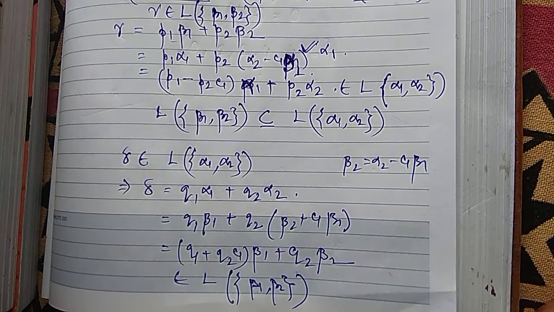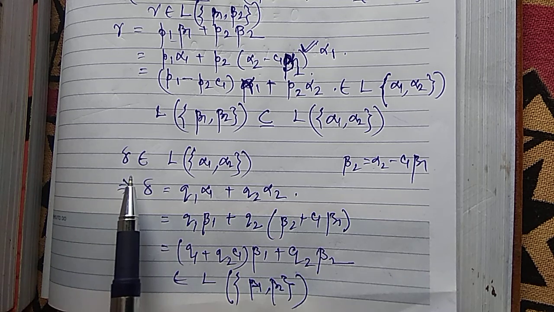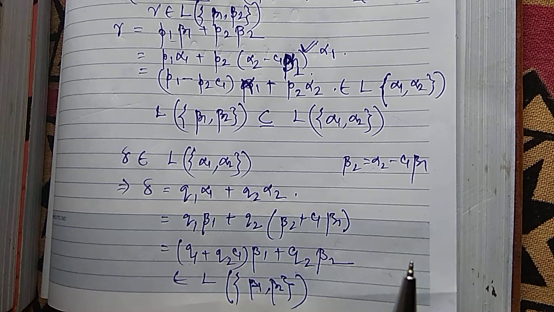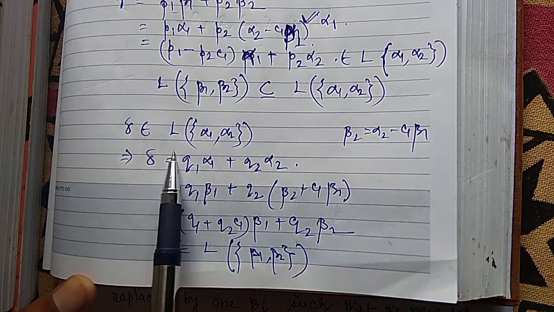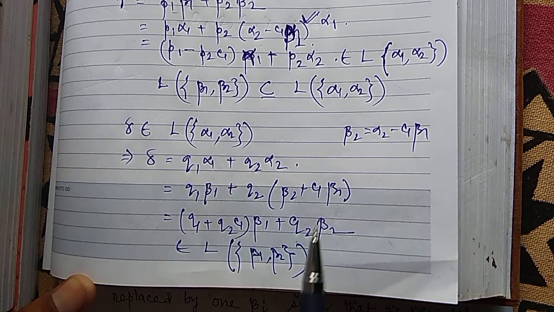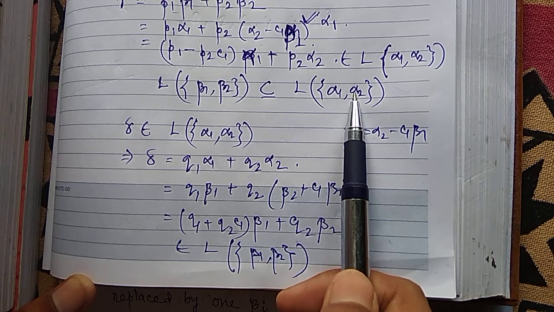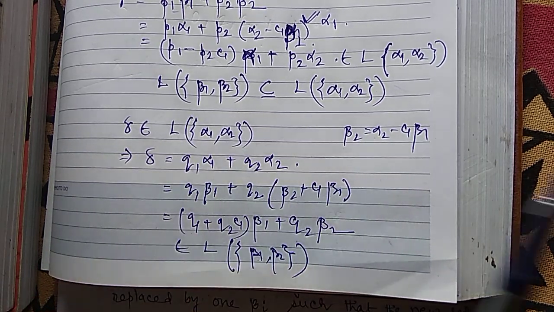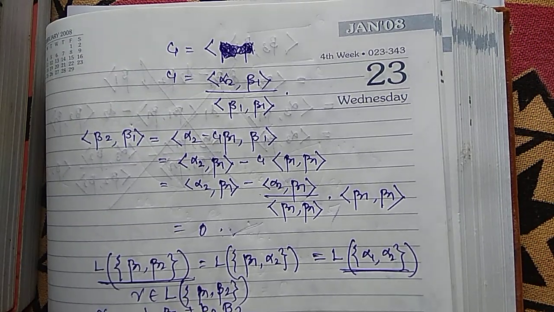In the same process we consider an element from linear span of alpha 1 alpha 2, and after a little bit of calculation we get it in linear span of beta 1 beta 2. That means linear span of alpha 1 alpha 2 is a subset of linear span of beta 1 beta 2. From this and this we get linear span of beta 1 beta 2 is the same as linear span of alpha 1 alpha 2.